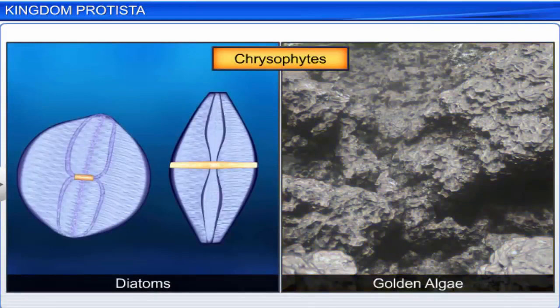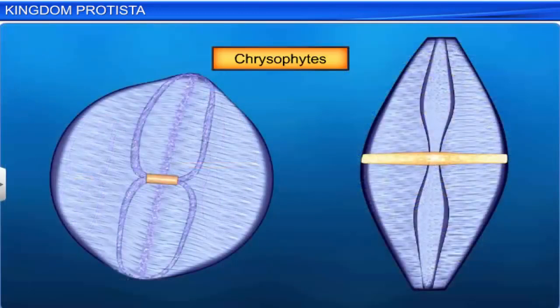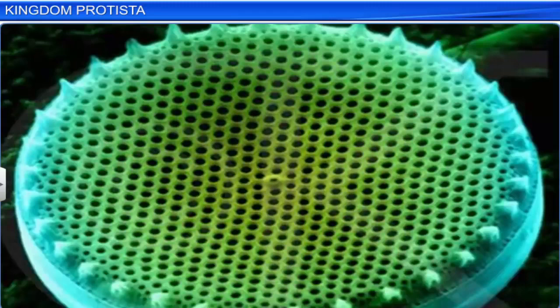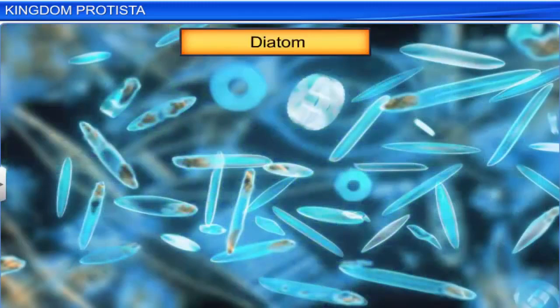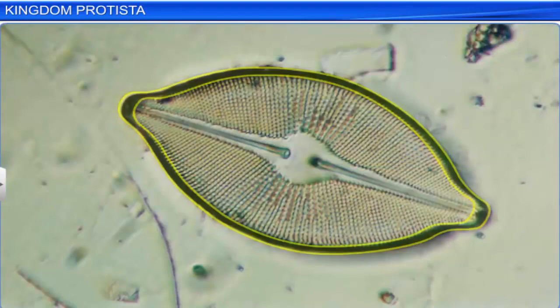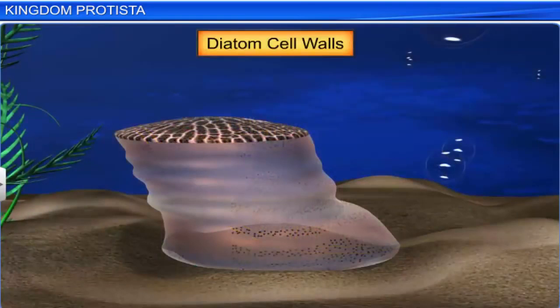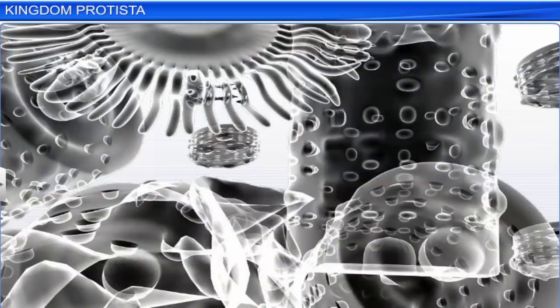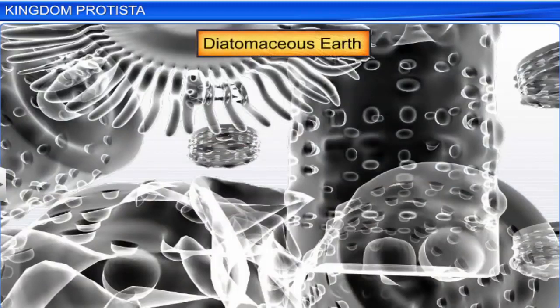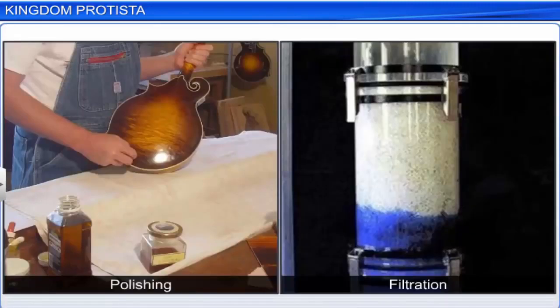Chrysophytes include diatoms and golden algae or desmids. They are microscopic and float in great numbers in both freshwater and saline water. Also, they are mostly photosynthetic. Diatoms are known as chief producers in the oceans. Diatom cell walls are embedded with silica, making them indestructible. Diatoms therefore manage to leave behind a large amount of their cell wall deposits in their habitats. These fossilized remains of diatoms form diatomaceous earth. It can be put to various uses like polishing and filtration of oils and syrups.